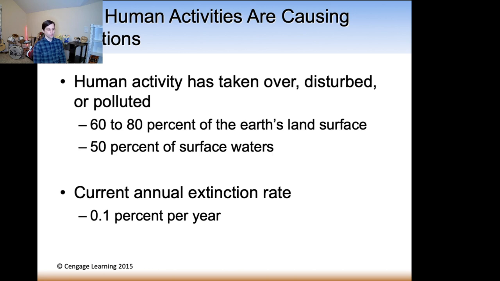So how do we as humans influence this extinction rate? How do we cause this normal extinction rate to go higher? Well, we as humans have populated the entire globe. We can be found pretty much everywhere.